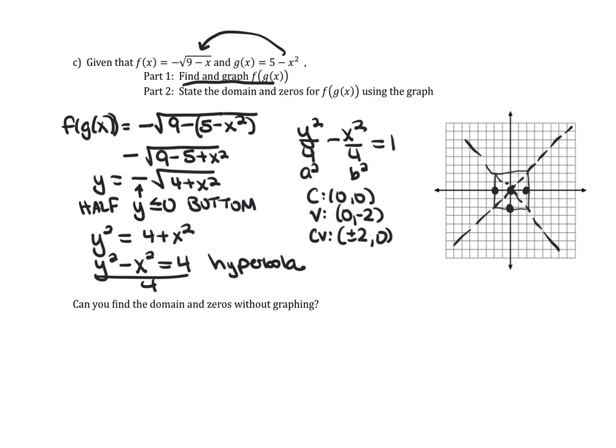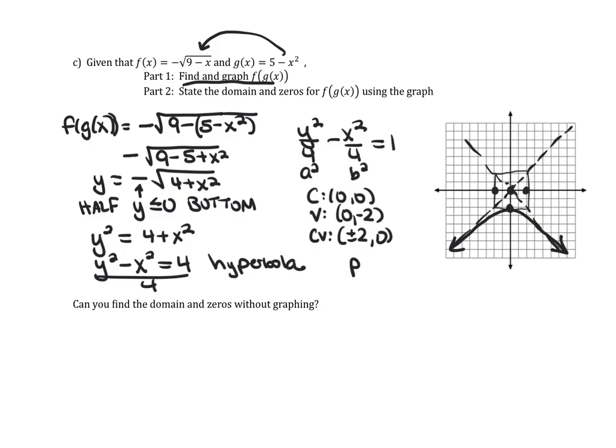And since the y is positive and we're looking for the bottom half, we're opening up and down, in this case just down. So that would be what the graph looks like. Finishing up part 1, finding and graphing the composition.